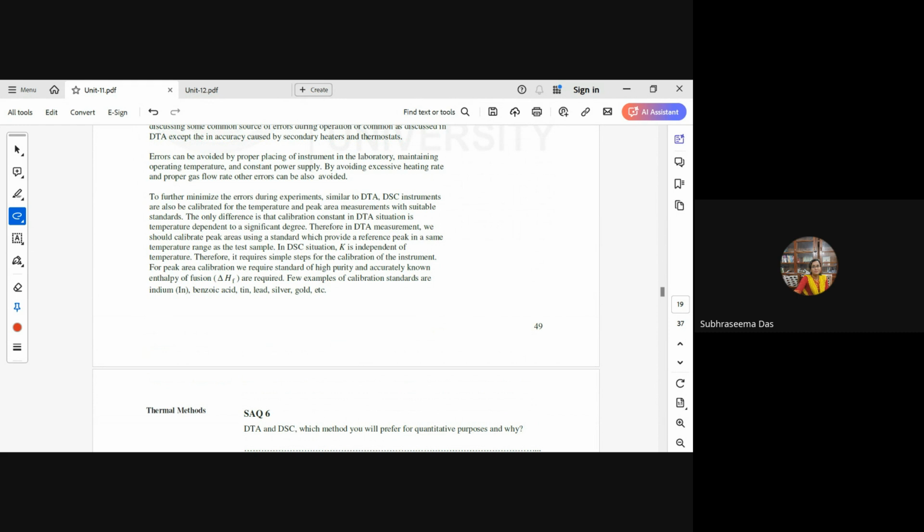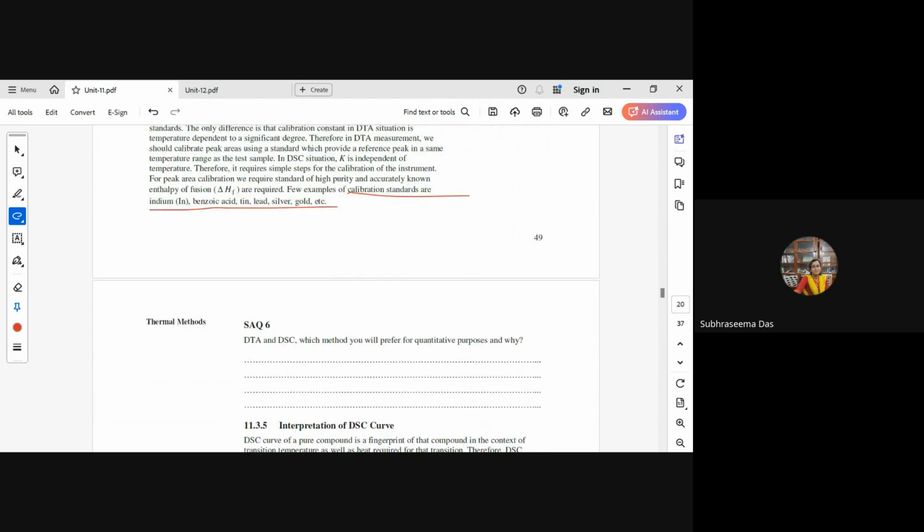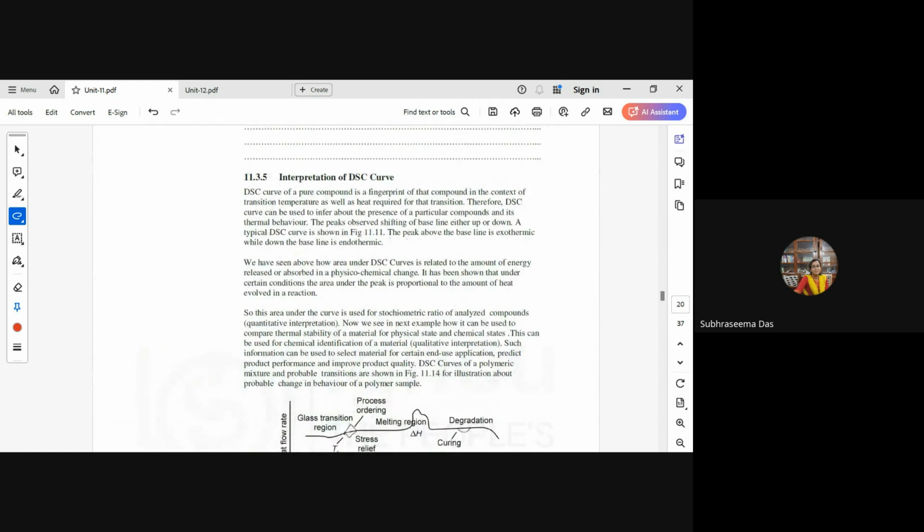Now, for peak area calibration, we need standards of high purity and accurately known delta HF. Some commonly used calibration standards for DSC are indium, benzoic acid, tin, lead, silver, and gold, which are most commonly used for calibration in DSC.